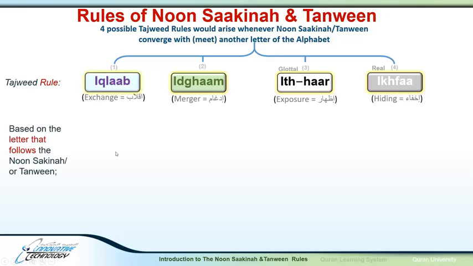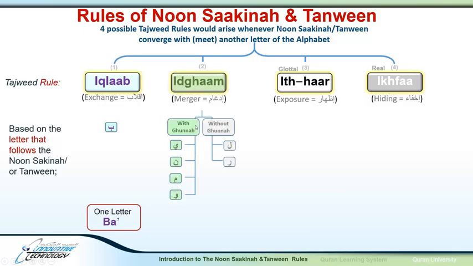In the case of Iqlab, the following letter is Ba, and it's only one letter, the Ba, that causes Iqlab. On the other hand, Idgham is caused by several letters, and there are two groups of those. We're putting some of them in green and some of them in gray, indicating the ones that are associated with Idgham with Ghunna are the Ya, Nun, Mim and Waw, while the Lam and Ra are associated with Idgham without Ghunna. And both groups are gathered in a single word, Yarmalun, the letters in green, Idgham with Ghunna, letters in gray, Idgham without Ghunna.